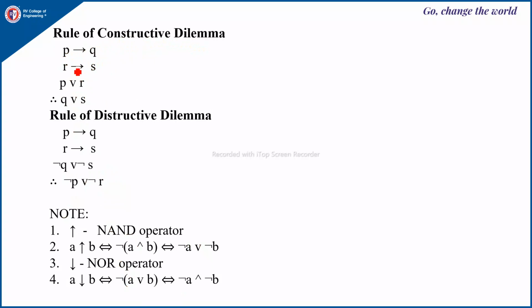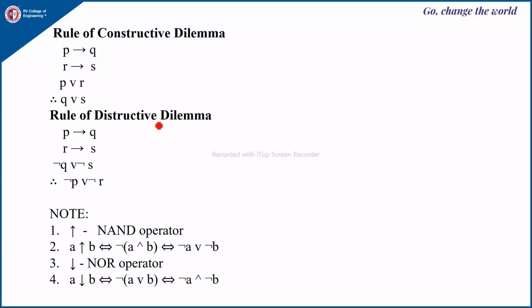Next is the rule for constructive dilemma. So P implies Q, R implies S, P or R, therefore Q or S. That means you have P implies Q and R implies S. Therefore, if the left hand sides of the two implications, that is P or R, is true, then Q or S must be true. This you can again verify by the truth table also.